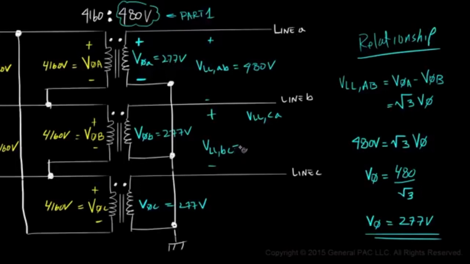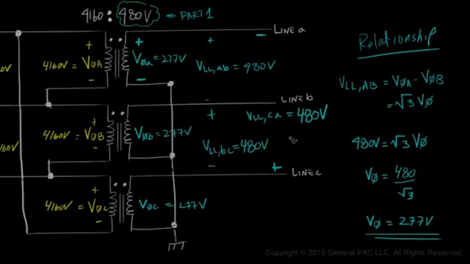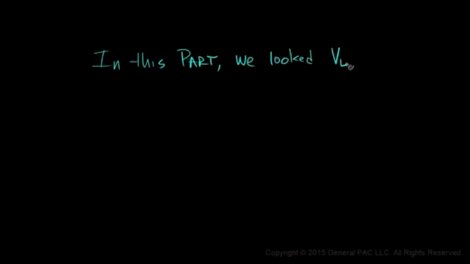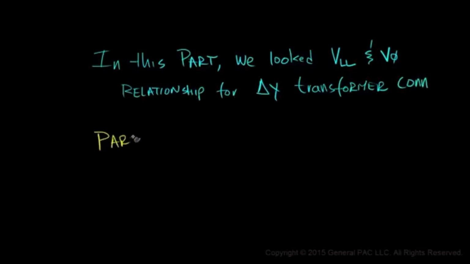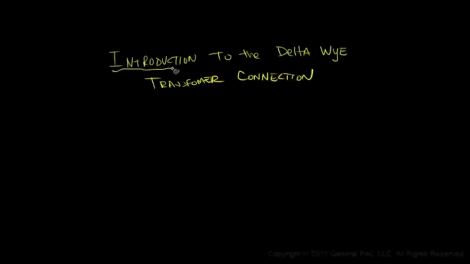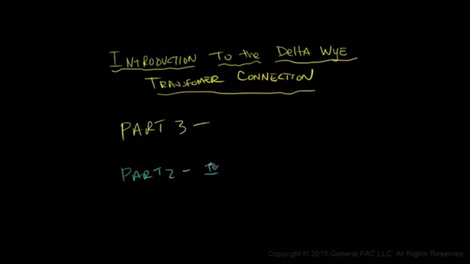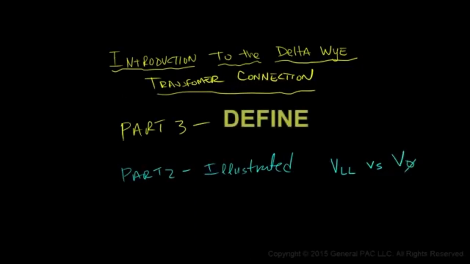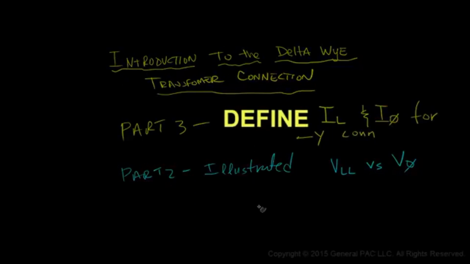And the line-to-line voltage across line B and line C is equal to 480 volts, and the line-to-line voltage across line C and line A is equal to 480 volts. In this part, we looked at the line-to-line voltage and phase voltage relationship in the delta-Y transformer connection. Next, in part 3, we will cover the relationship between the line current, phase current, and the delta-Y transformer connection.